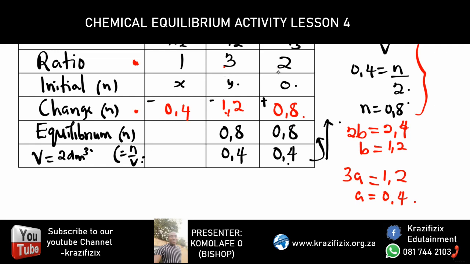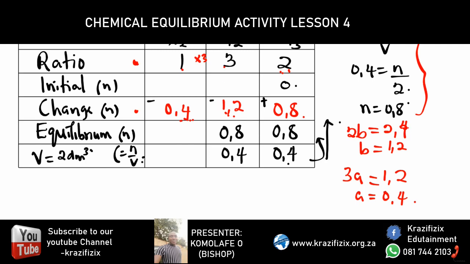1, what would you do to 1 to get 3? You multiply by 3, right? Check this. 1 times 3 would give me 3. Come down here. 0.4 times 3 is 1.2. How would you get 2 from 1? 1 times 2 would give me 2. What is 0.4 times 2? 0.8. So there are so many ways of getting these things done. All right. However, I don't know this, but I can solve this.